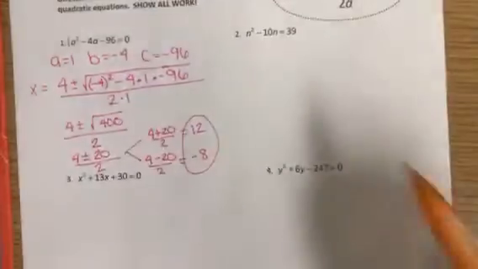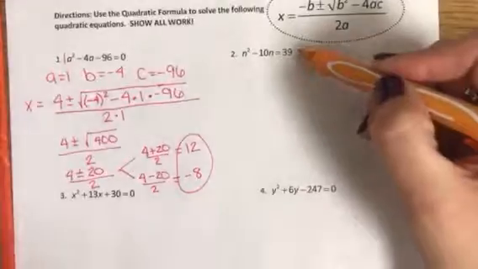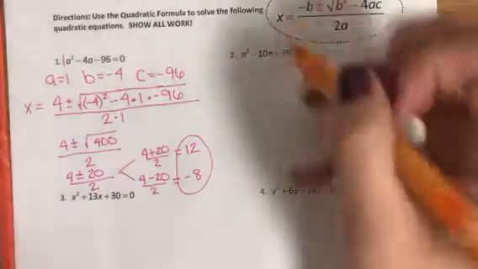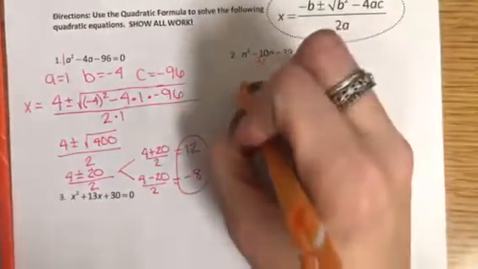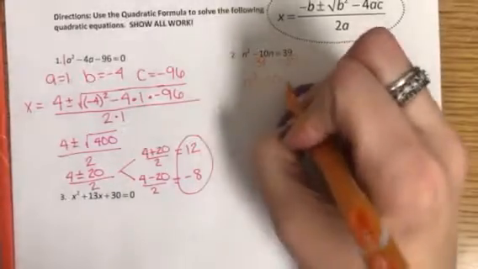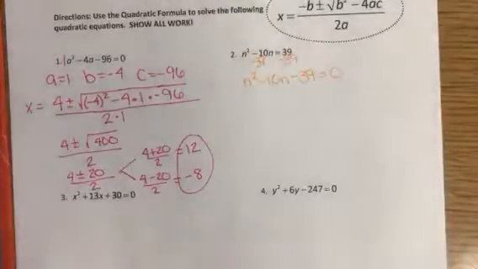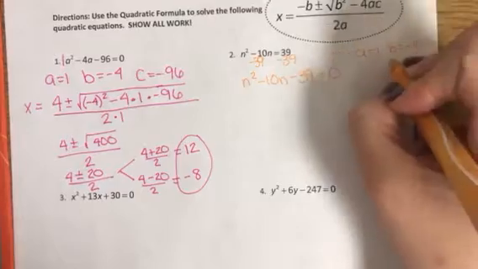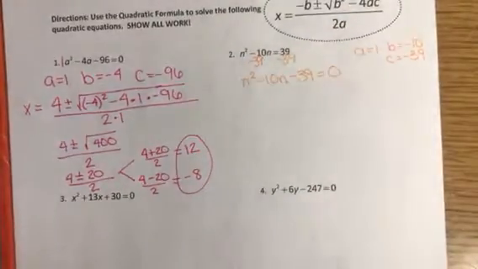Okay, if we look at number 2, it is not in the correct format for the quadratic formula because it's equal to 39 and we need it to be equal to 0. So we're going to have to move that 39 over. So we'll have n squared minus 10n minus 39 equals 0. Okay, so now we know that A is 1, B is -10, C is -39. And we can start plugging into our formula.